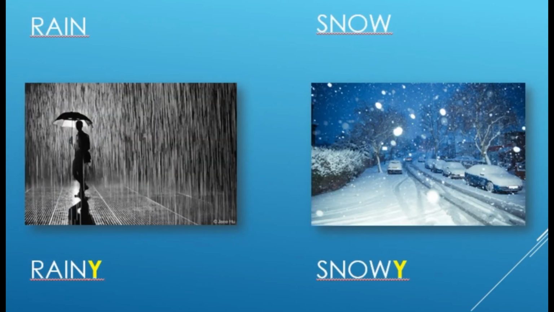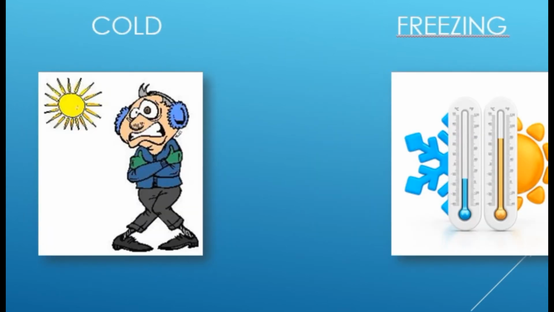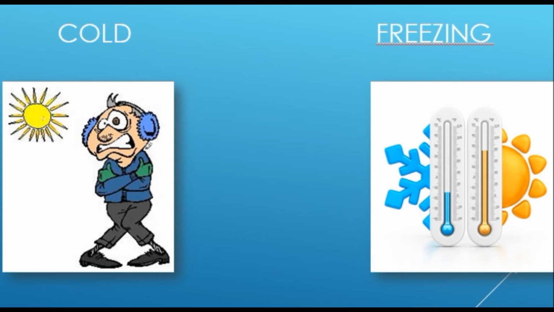More examples. Pay attention. Rain, rainy. Snow, snowy. Remember, rain is the noun. Rainy is the adjective. Snow is the noun. And snowy is the adjective formed by the suffix y. You see? Another example about the weather. When I say it is in the winter, I characterize the winter by using these adjectives, cold and freezing. Freezing is more than cold. It is a temperature that is too cold.